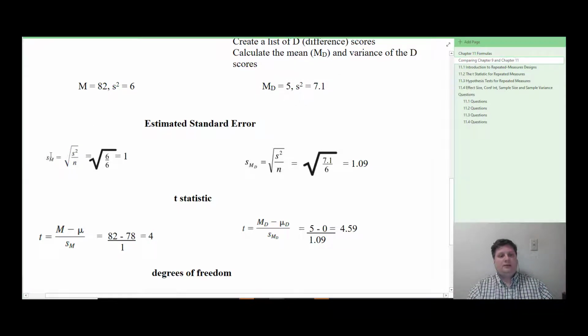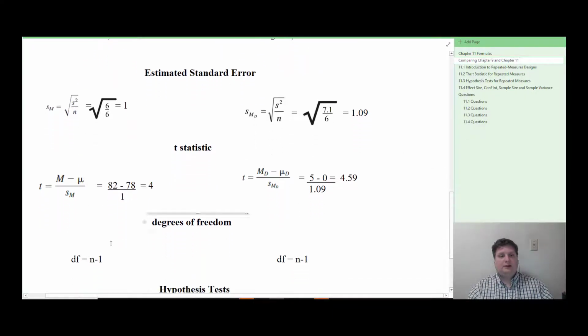So notice standard error: square root of the variance divided by n. It's the same, different notation. T, notice it's the same thing: M minus mu over the standard error. So it's the difference scores.